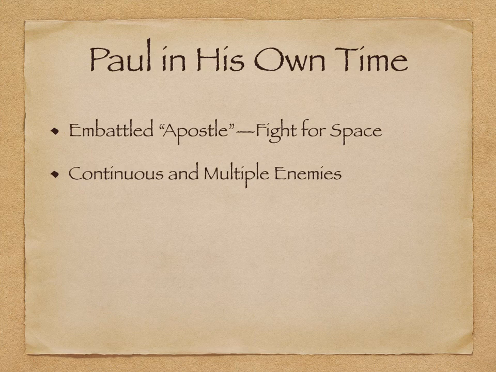He's always facing enemies. You read Philippians, which is probably the kindest letter he writes. Even there, he has enemies. So he's always saying who he is and claiming his authority because he may not have had as much authority as we think. Usually when you have to fight for authority like that and repeatedly tell people that you have authority, it might be because you don't have that much or people are doubting it.